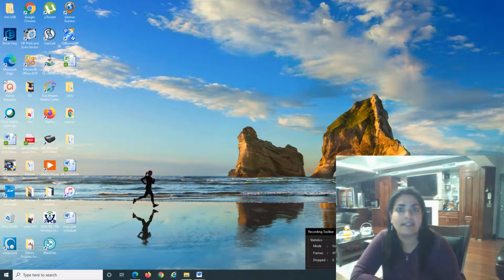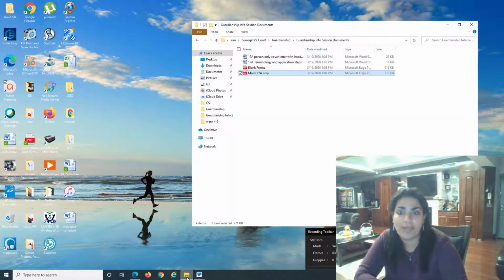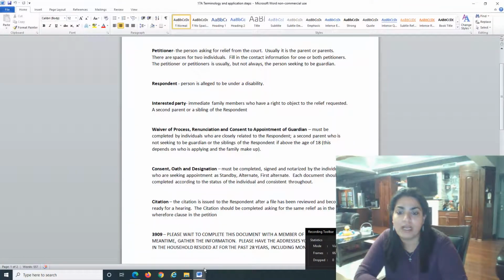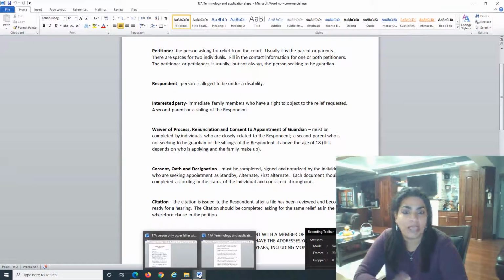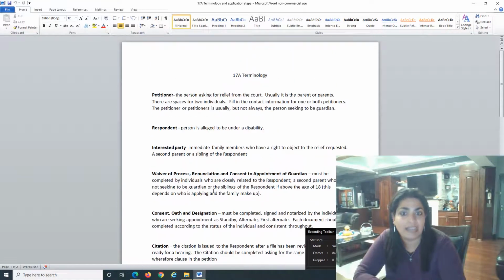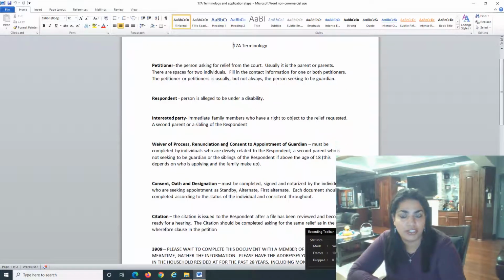So if you're now getting to this point, you have decided that 17A is the best route for you and your family. And what we're going to do now is actually just go over the paperwork. We're going to go over the paperwork one item at a time, one petition at a time, one document at a time. Don't forget, along with these videos, you're getting these documents in an email, so you'll be able to go through the terminology. If there's something I say that you don't understand, just refer to the terminology sheet.